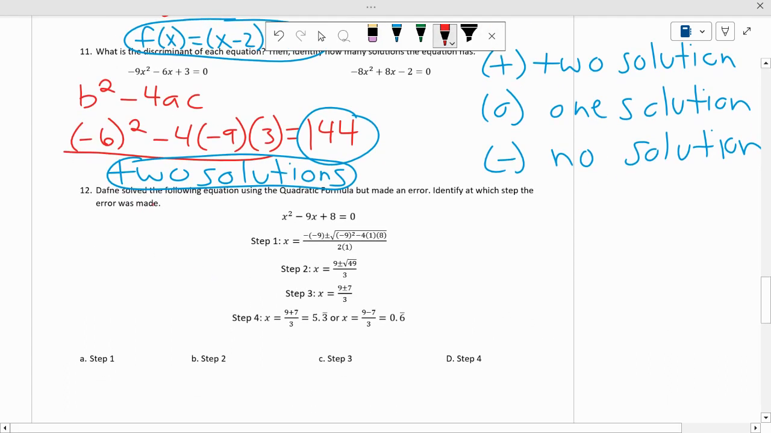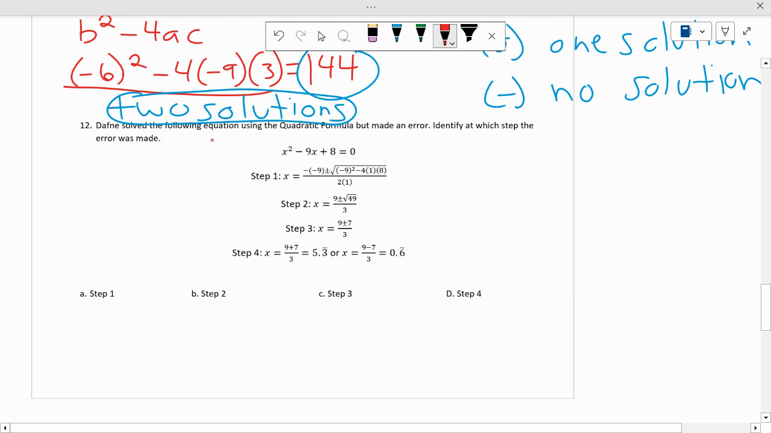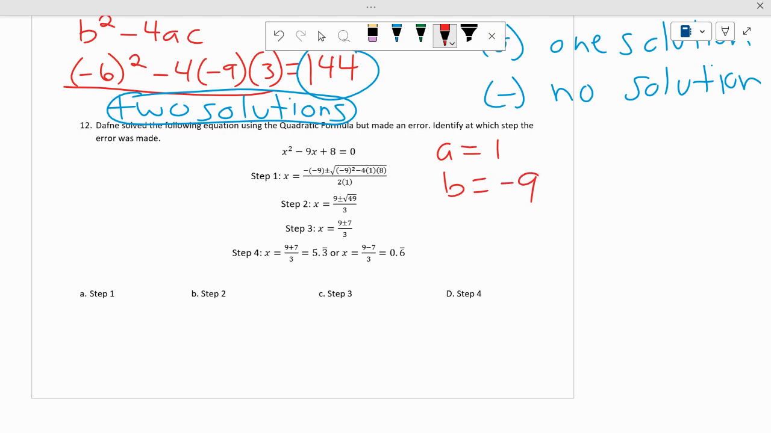All right, continuing. Daphne solved the following equation using the quadratic formula, but made an error. Identify at which step the error was made. So I'm going to start by making sure she plugged in all the numbers correctly. So B, I started with B. A is +1, B is -9, C is 8. The formula is negative B, so B is -9, she plugged that in correctly.